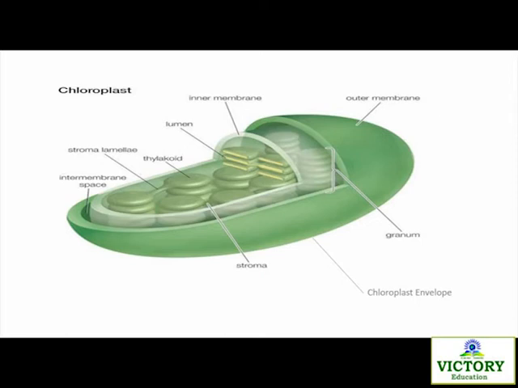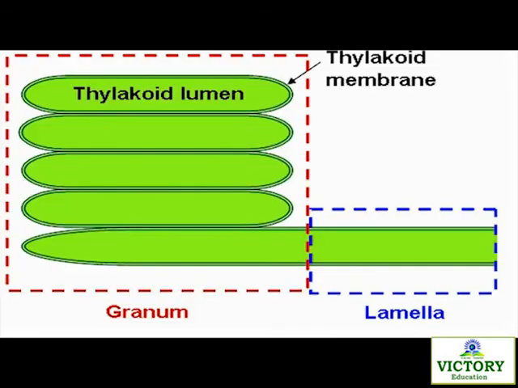And you can see the outer membrane, inner membrane, and intermembranous space, the same structure which you see on the mitochondria. Apart from that, the other key things you can find are the lumen, granum, and lamella. So let's talk about what these are in detail.